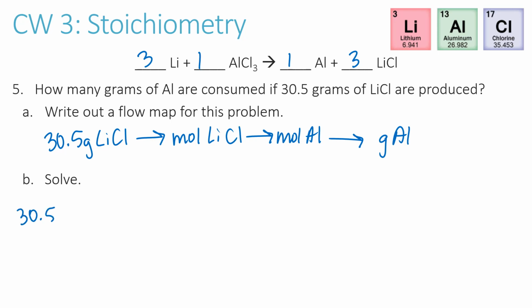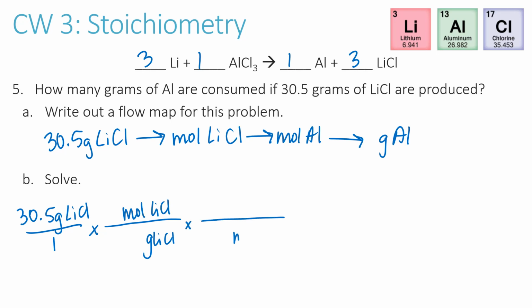So starting with my 30.5 grams of lithium chloride over 1, I need to put grams of lithium chloride on bottom and moles on top. Next step is going to be my mole ratio. So moles lithium chloride on bottom and moles aluminum on top. And then I want my final answer to be in grams of aluminum. So moles of aluminum on bottom to cancel, grams of aluminum on top. That's what we're solving for.